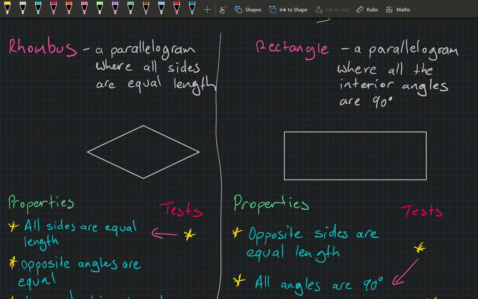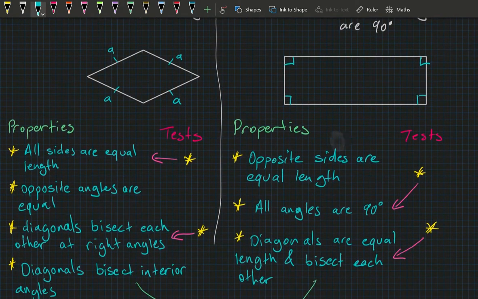Okay, and then from the parallelogram, we have two of the next generation, the rhombus and the rectangle. Now the rhombus is just a parallelogram where all the sides are of equal length. And a rectangle is a parallelogram where all the interior angles are 90 degrees. And let's just slide it up here to see the properties and the tests for these two shapes.